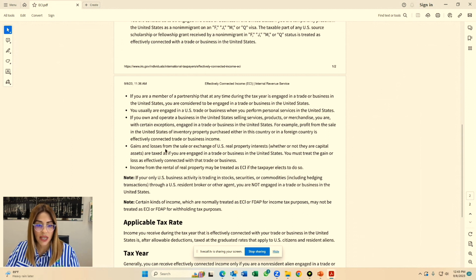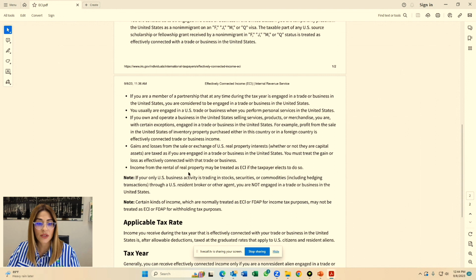This is an important one here. Gains and losses from the sale or exchange of U.S. real property interests, whether or not they are capital assets, are taxed as if you are engaged in a trade or business in the U.S. So you must treat the gain or loss as effectively connected with that trade or business. That's a popular one as well.